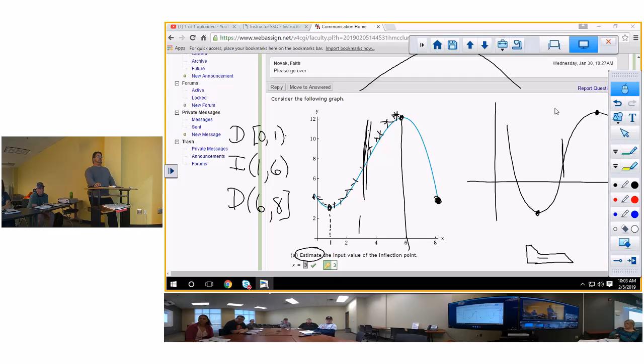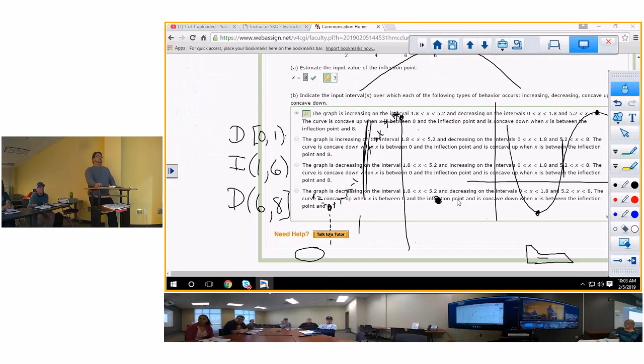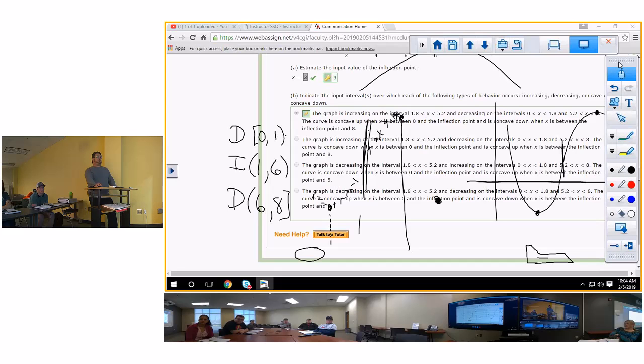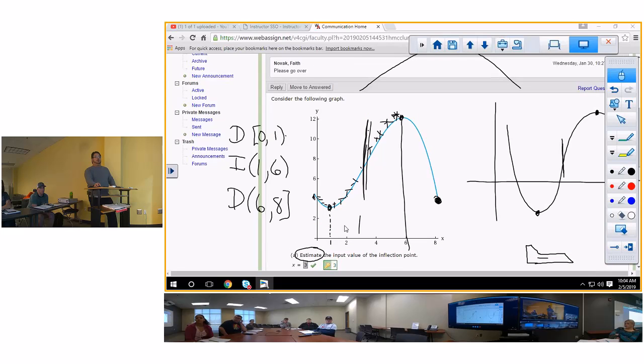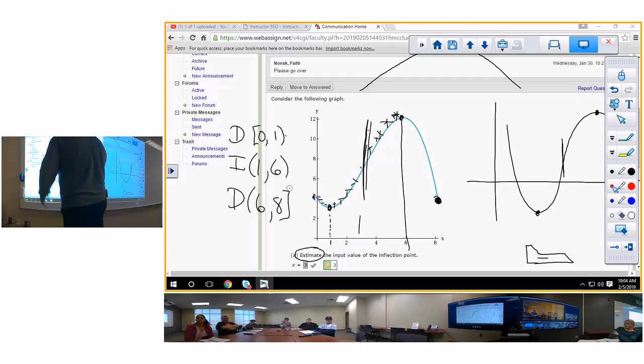It's a good question. Okay, what does this say? Indicate the input intervals to which types of behavior, increasing, decreasing, concave up, or concave down. Okay, I just did that right here. Okay, what is this one? Okay, let's go back to here. What is this one doing? And I'll do this one in red. Y'all have to remind me because I forget about concave up and concave down. I say open up and open down. What's it?